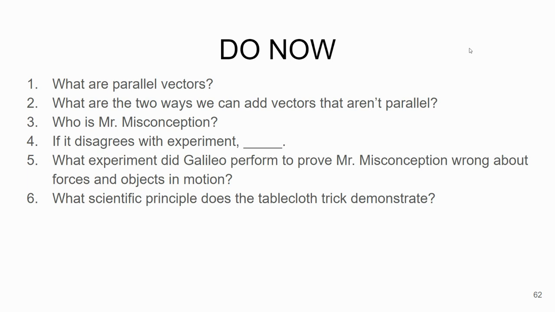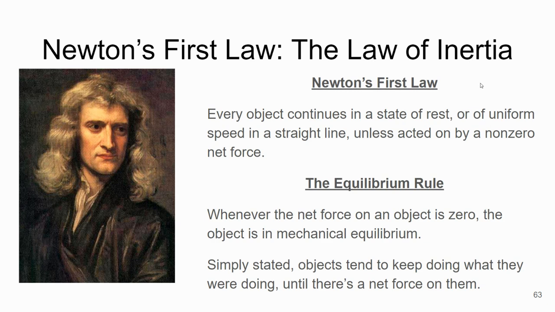And finally, 6, what scientific principle does the tablecloth trick demonstrate? That would be Newton's first law of motion, also known as the law of inertia. Newton's first law says that every object continues in a state of rest or of uniform speed in a straight line unless acted on by a non-zero net force. So if it's at rest and there's no net force on it, it stays at rest. If it's already moving and there's no net force on it, it will have uniform speed in a straight line. Straight line, constant speed is how we usually say it in physics.